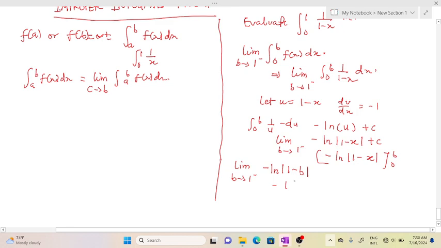So therefore, our limit will give us the natural log of the absolute value of 1 minus any value close to 1 on the left side of 1, such as 0.999999, and that will result in positive infinity. As I said, use a calculator and just keep increasing the number of 9s.